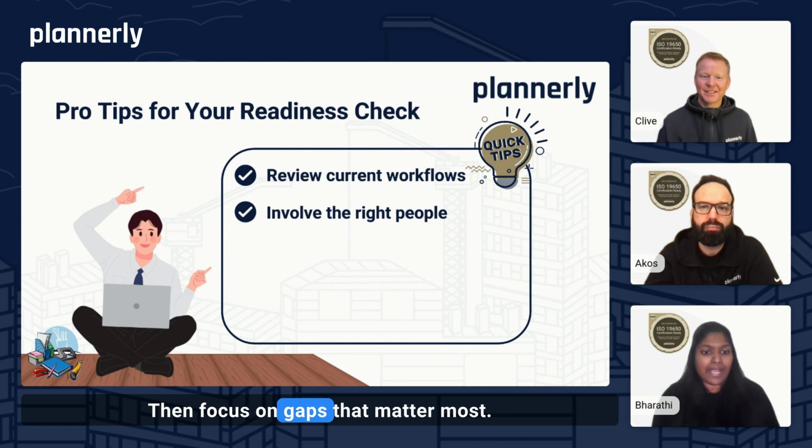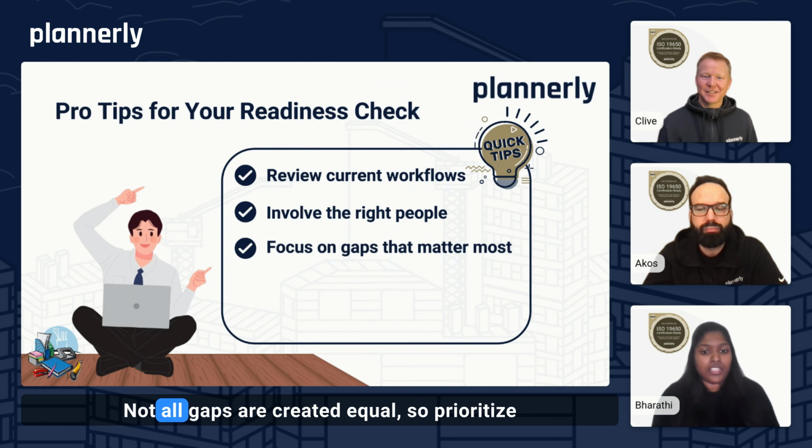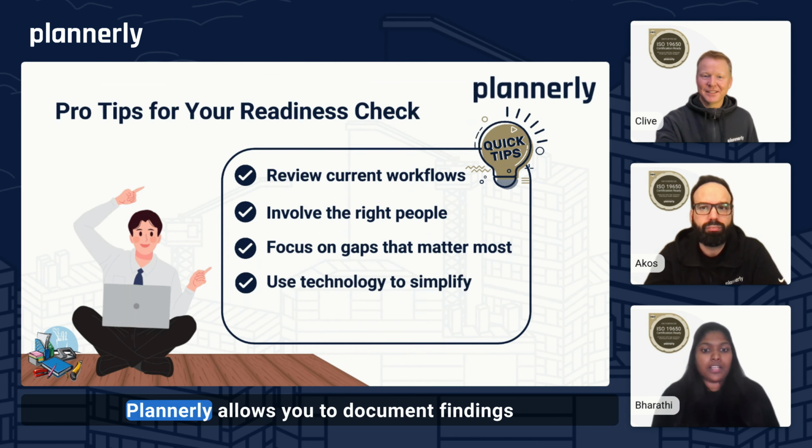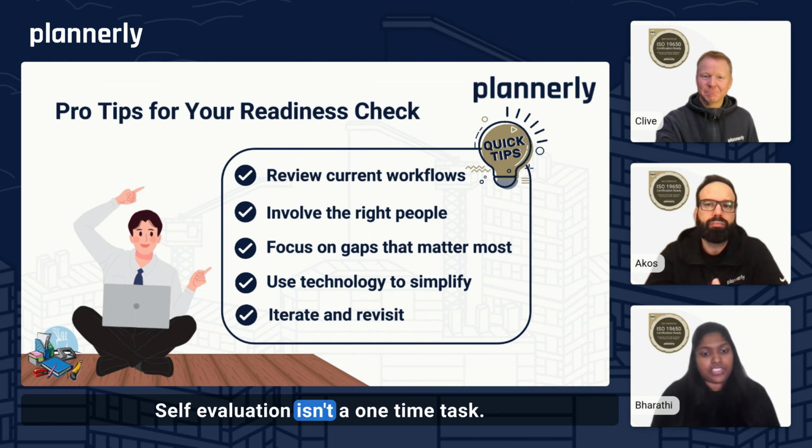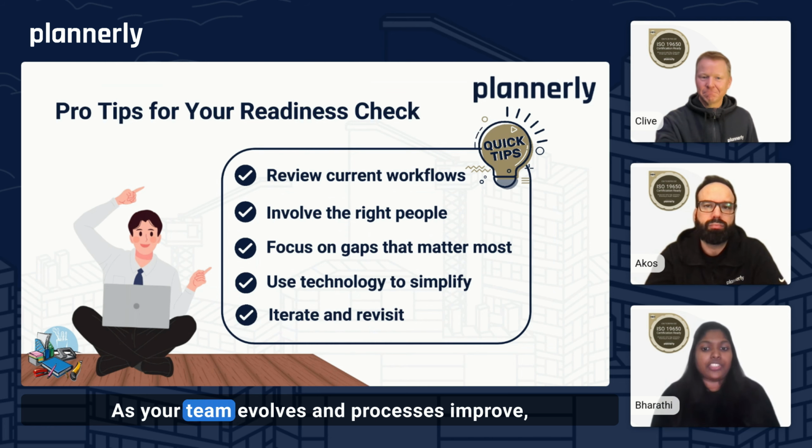Then focus on gaps that matter most. Not all gaps are created equal, so prioritize those that have the greatest impact on the compliance or the project efficiency. Then use technology to simplify the process. Plannerly allows you to document findings and assign responsibilities and track your progress and stay on track. Then iterate and revisit. Self-evaluation isn't a one-time task. As your team evolves and processes improve, revisit your findings to keep them current.